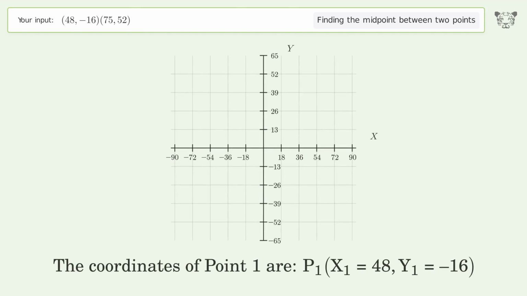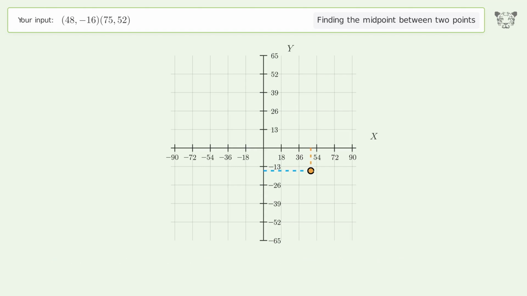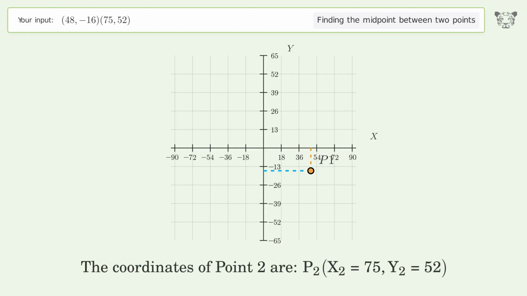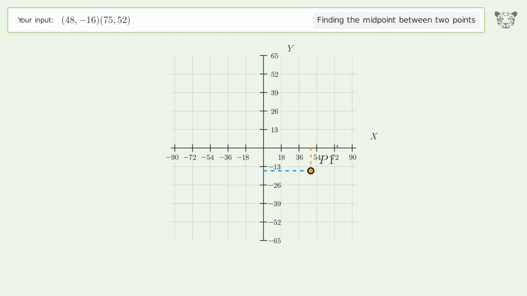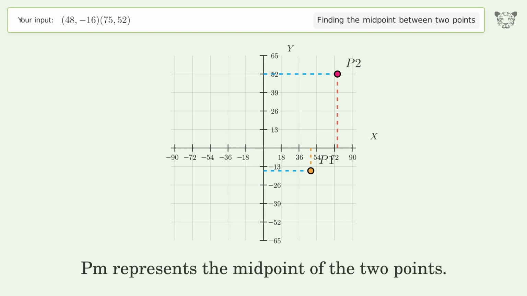The coordinates of point 1 are x1 equals 48, y1 equals -16. The coordinates of point 2 are x2 equals 75, y2 equals 52. PM represents the midpoint of the 2 points.